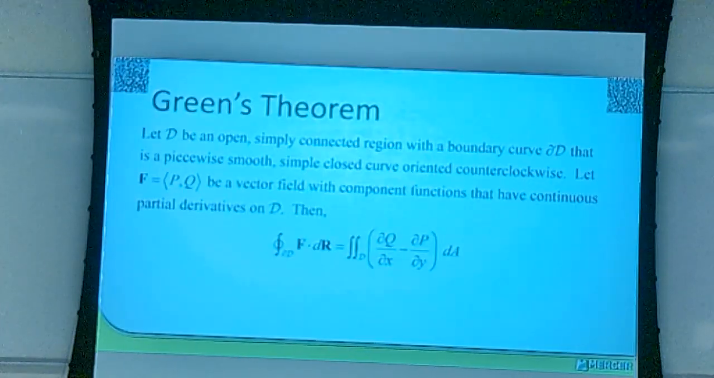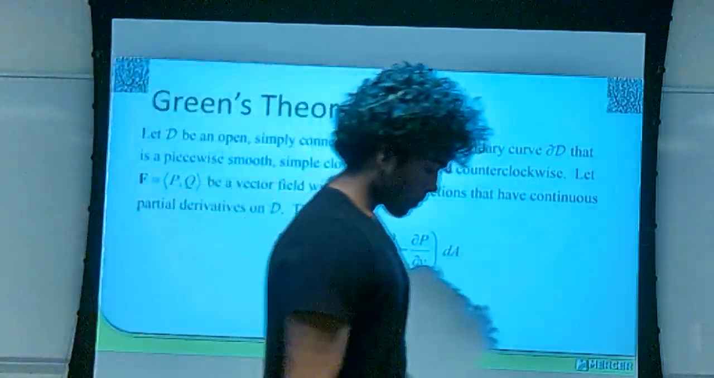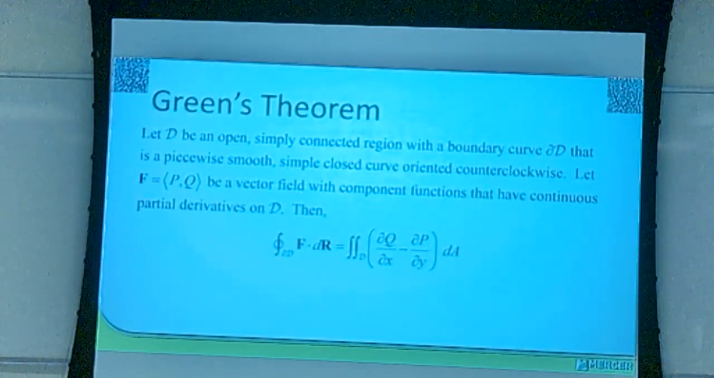Green's theorem. Green's theorem allows us to calculate the circulation of a vector field if it's two-dimensional as a double integral over the region bounded by the closed curve. So it makes calculating circulation easier.